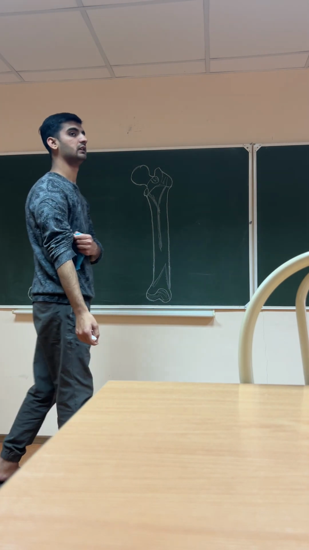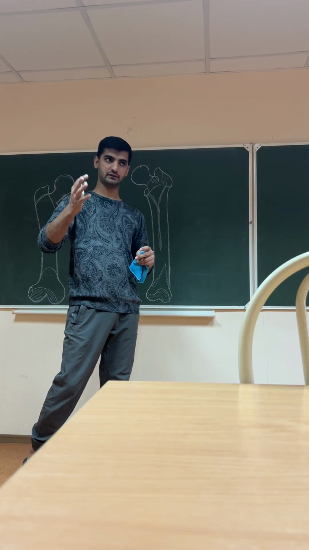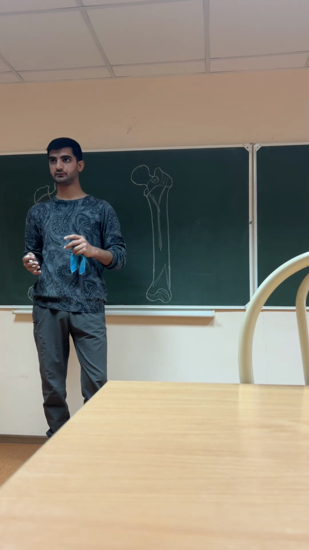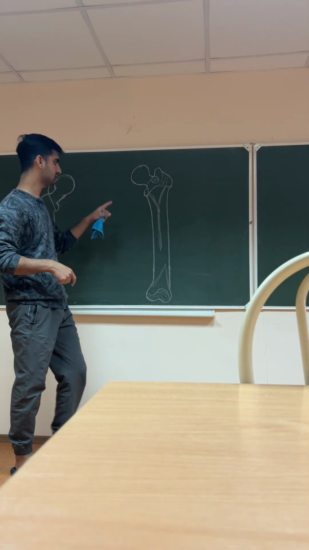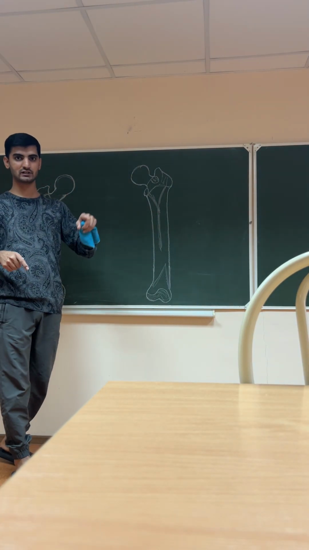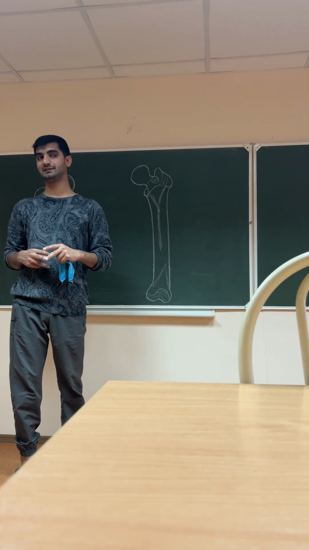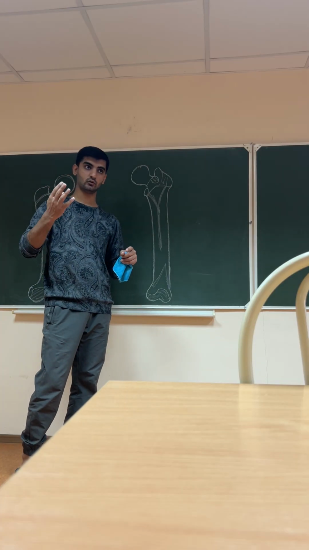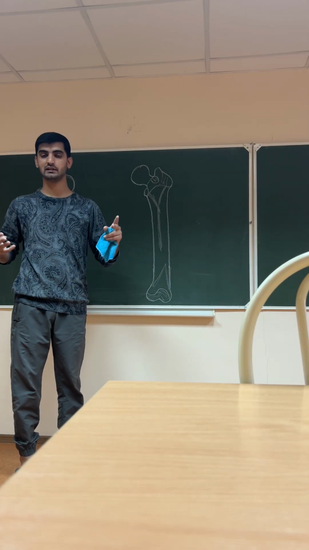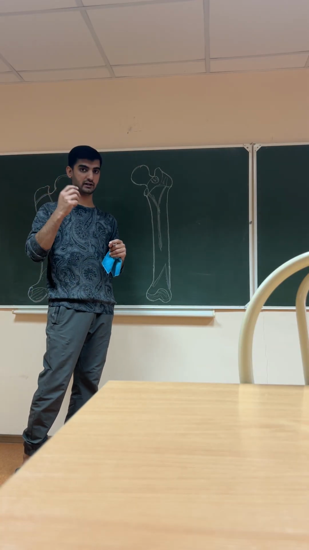In the second part, we have the long tubular bone. First, I want to review the bones. Generally, we have 5 types of bones. Long tubular bone. Short tubular bones, like the tarsal, metatarsal and metacarpal bones. Then we have irregular bones like the vertebra. Then we have flat bones like the sacrum and scapula, and we have sesamoid bones.